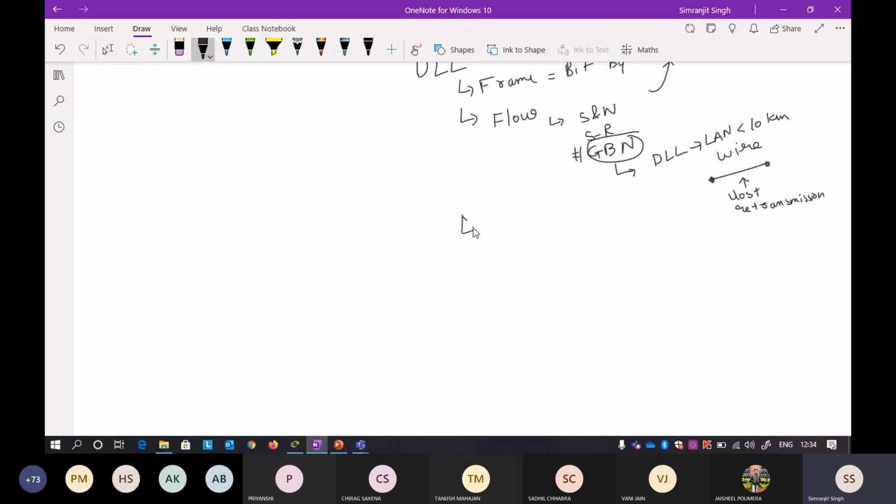Okay, another one, I think it is your access control. Access control I'll start in the next lecture. After that I think your data link layer will get completed, I hope in this week. In next week I'll try to cover the whole access control mechanism.